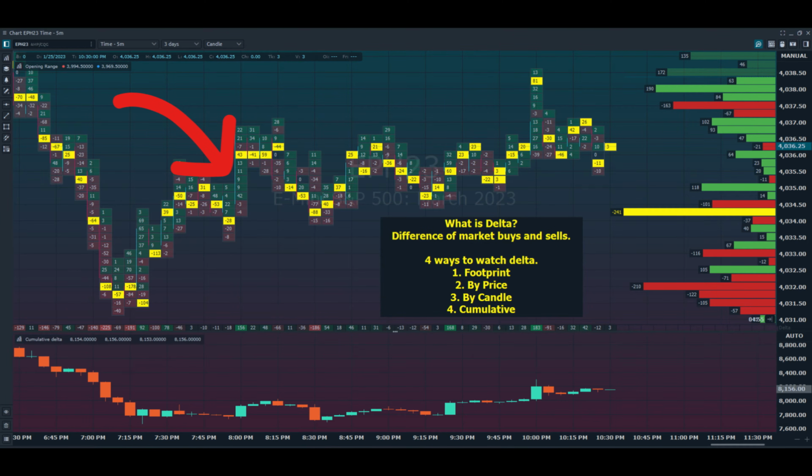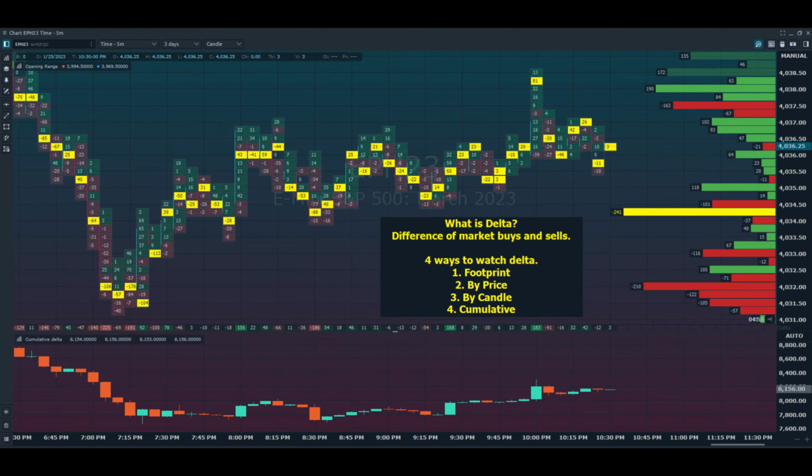Now don't get too freaked out here. This is simply just a 5-minute chart, but instead of a candlestick, we show the total delta value at that price within that time. Now I don't use the footprint chart for delta, but I know a lot of people that do and have success with it.